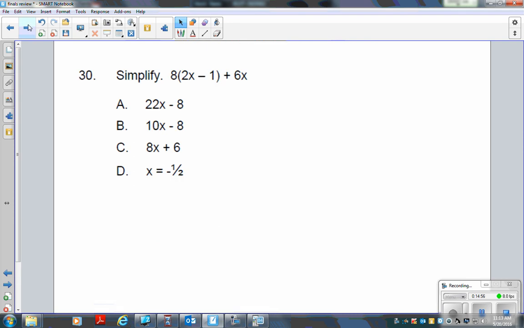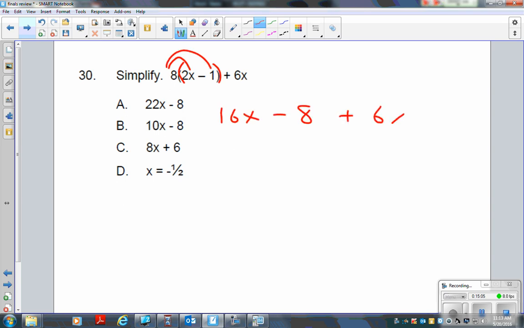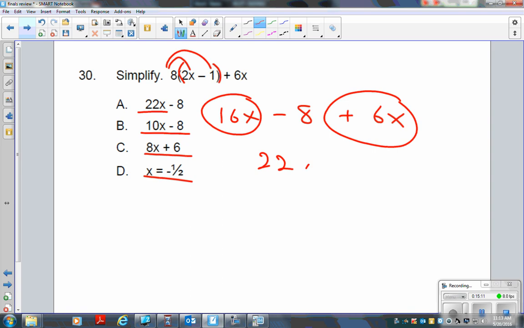All right, let's work this out. Parentheses means multiplication, so let's multiply. 8 times 2x is just 16x. And 8 times 1 is just 8 plus 6x. Now we can stop right here, but none of the answers look like that. So we remember that these two go together. 16 plus 6 is just 22x minus 8.